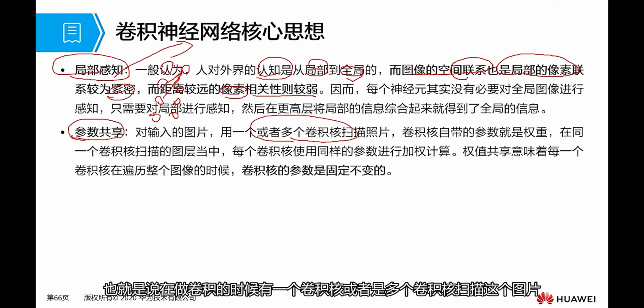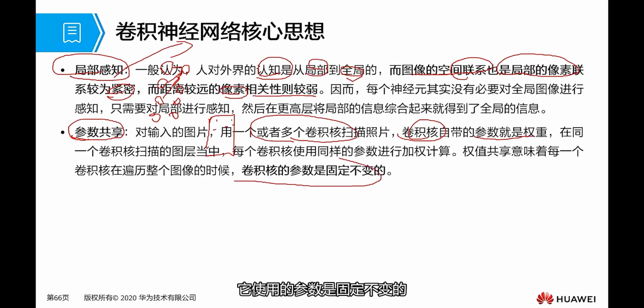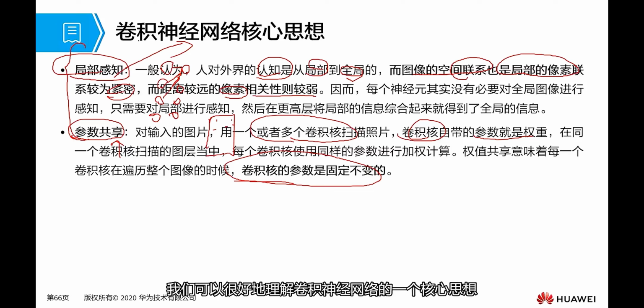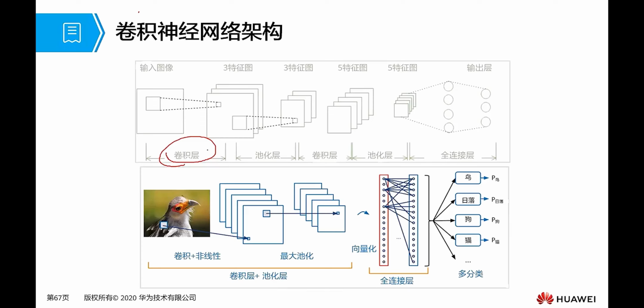Then let's look at parameter sharing. What does that mean? When we are doing convolution, there is one convolution kernel or multiple convolution kernels scanning the pixel values of this image. Each convolutional kernel comes with its own parameters, which are the weights. When it traverses the image, the parameters it uses remain fixed, thus achieving parameter sharing. So, based on these two points, we can understand the core idea of convolutional neural networks well.